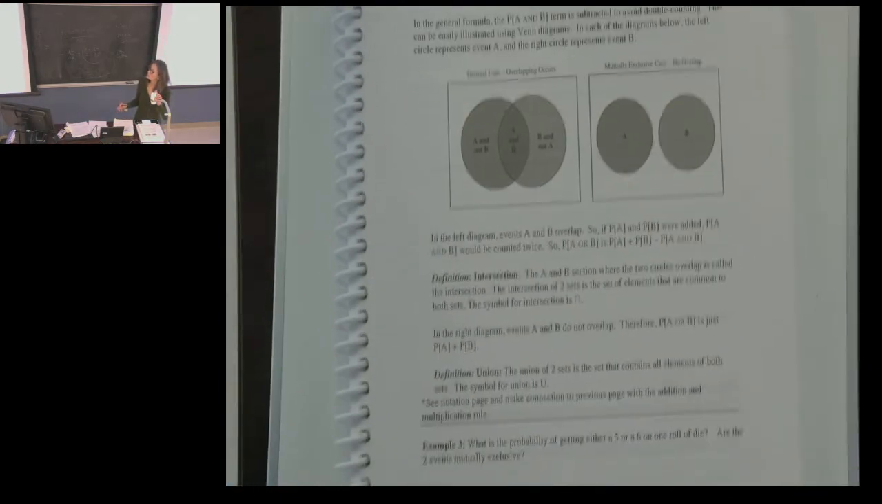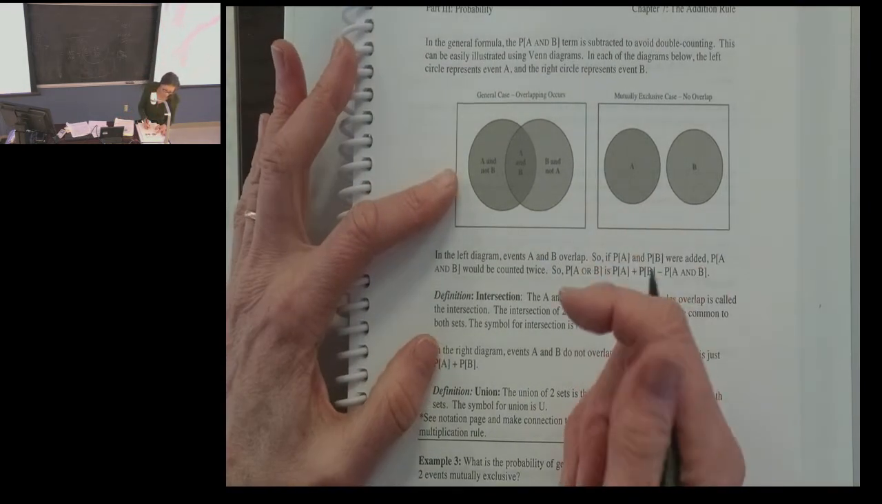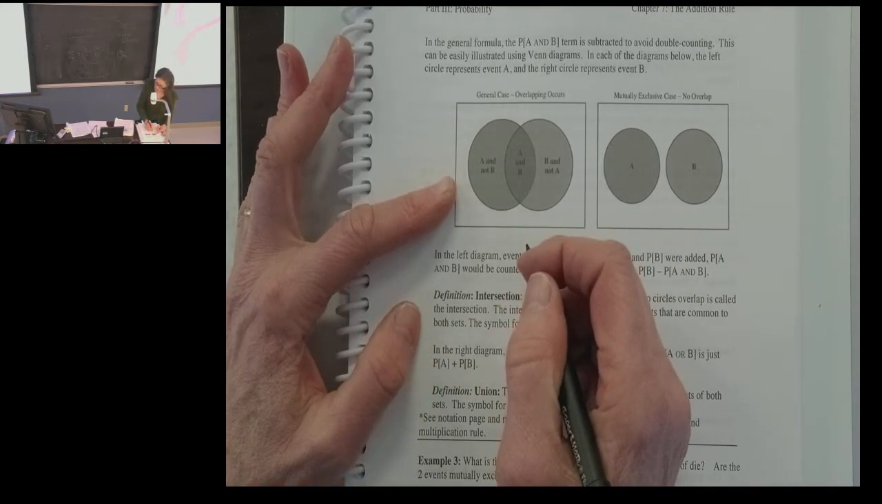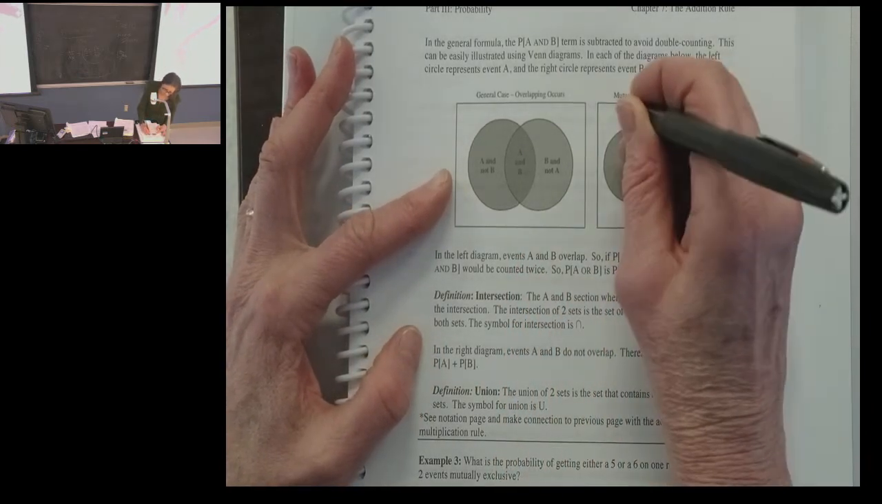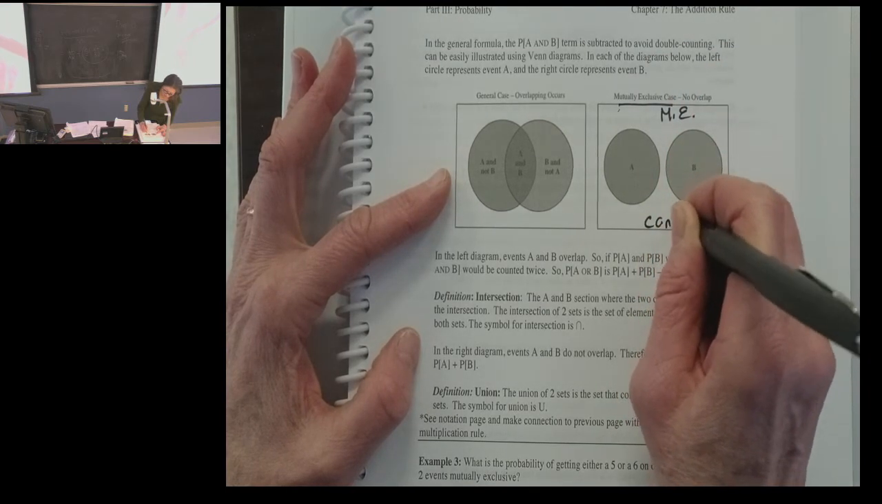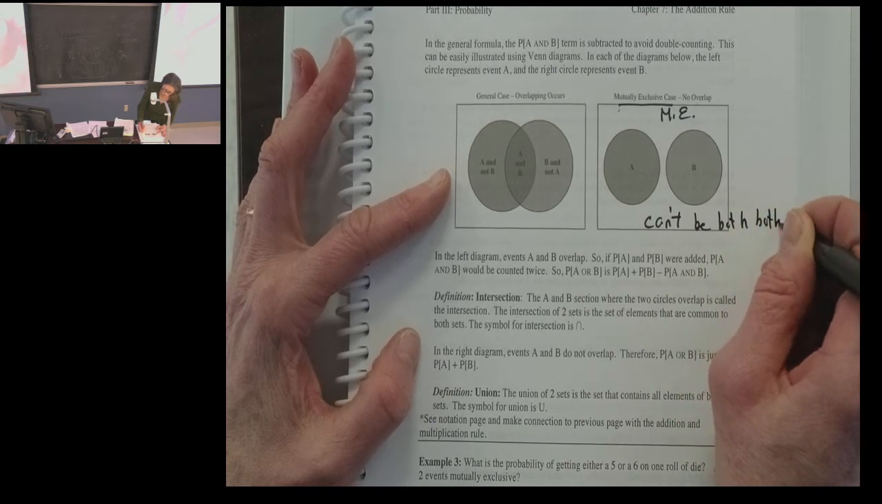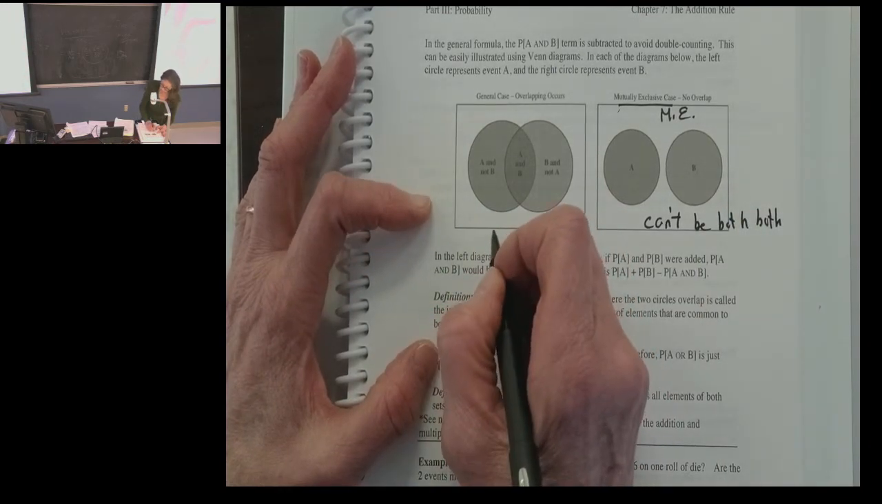So now let's skip to an example here. We don't have much time, so let's just do some examples. So we'll skip that for now. And so here is the picture. This is when they are mutually exclusive. You can't be both A and B. And this is when they're not mutually exclusive.